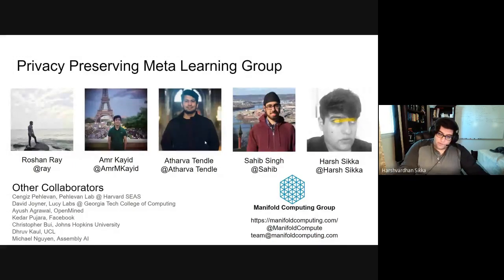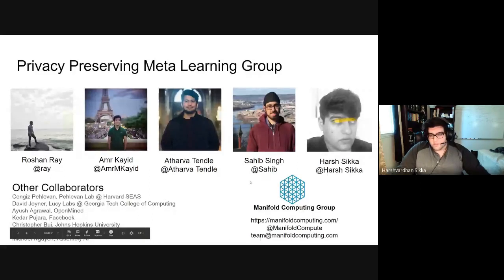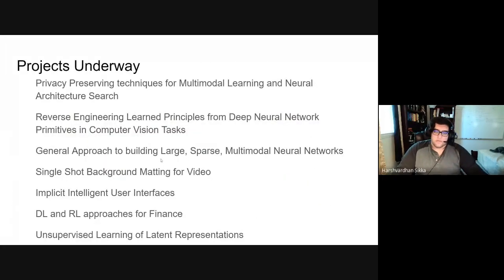And we have a ton of collaborators. We have a bunch of projects underway, including some faculty at Harvard and Georgia Tech, and then Ayush here from OpenMind, and a bunch of great other researchers from awesome institutions. We're working on a variety of different projects. It's going to be a slightly different talk, so I'll give a quick one-line overview of the different things we're doing, and then dive into the big project, which is in the privacy-preserving neural architecture search space, and talk about what we're doing there. It's still at an early stage, but maybe I can explain our direction.